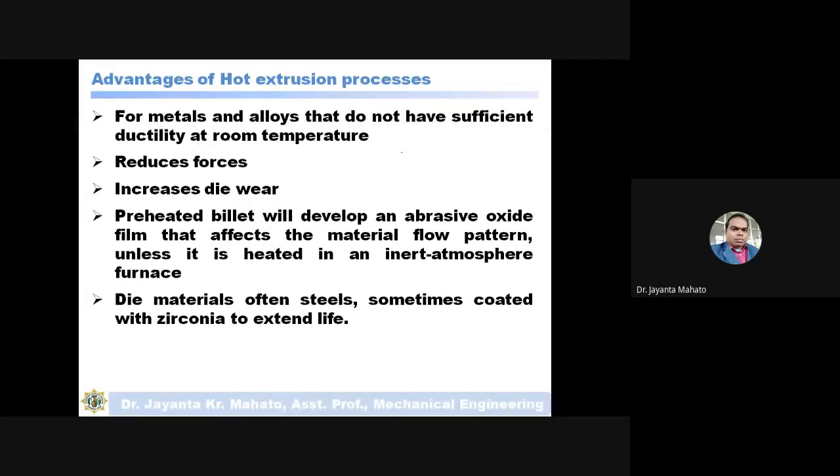Die materials are often steel, sometimes coated with zirconia to extend the life. Means to avoid the wear due to the high temperature of the billet material, as there is a chance of high wear, sometimes the dies are protected with zirconia to extend the life of the die. Okay, and sometimes glass powder, glass is often used as a lubricant.